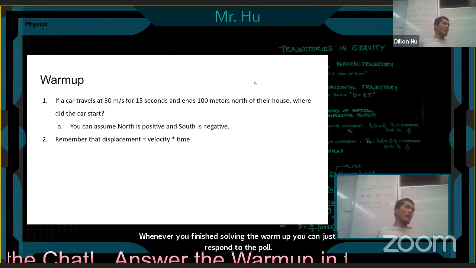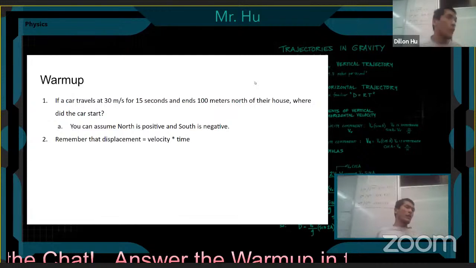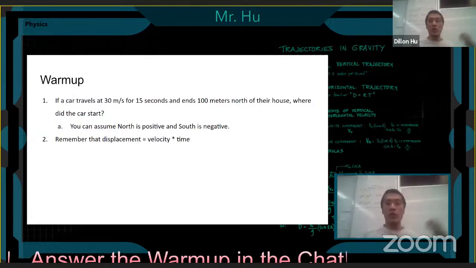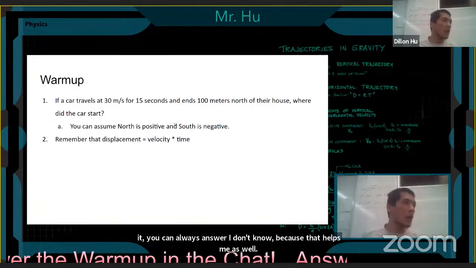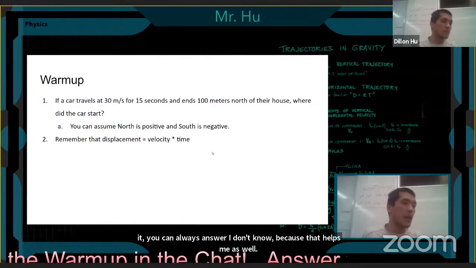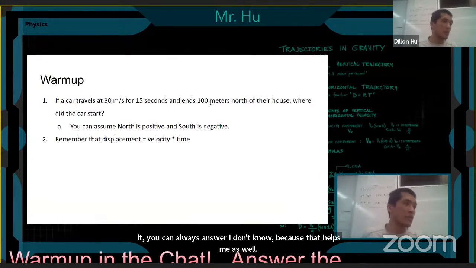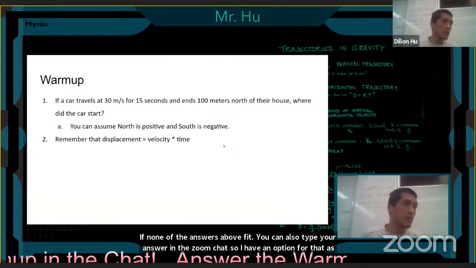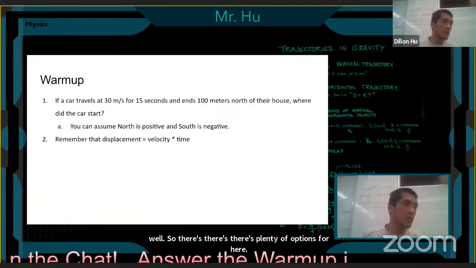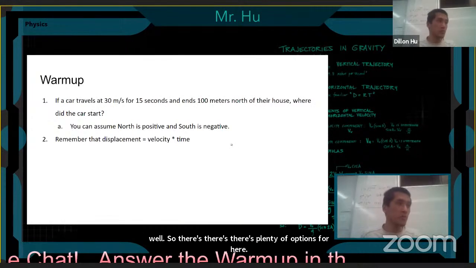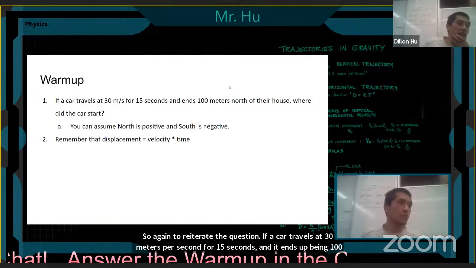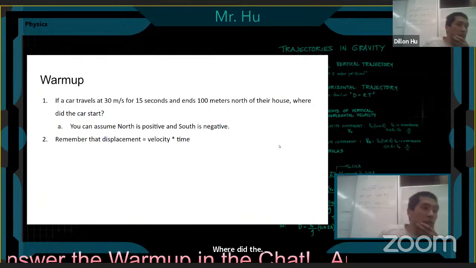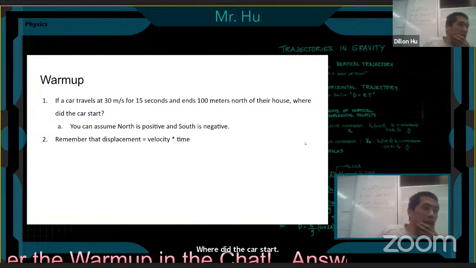So again, to reiterate the question, if a car travels at 30 meters per second for 15 seconds and it ends up 100 meters north of their house, where did the car start? You can assume that north is positive and south is negative. And remember that displacement is velocity times time. So there should be a few options in here.